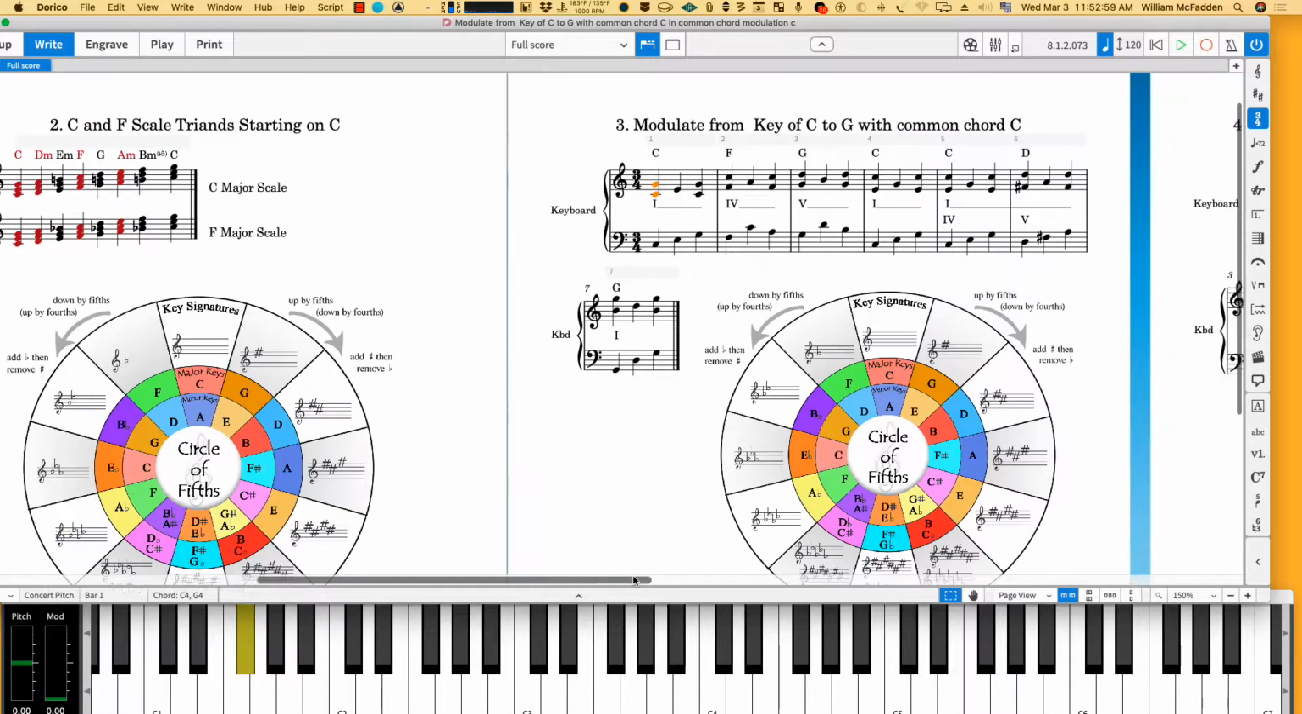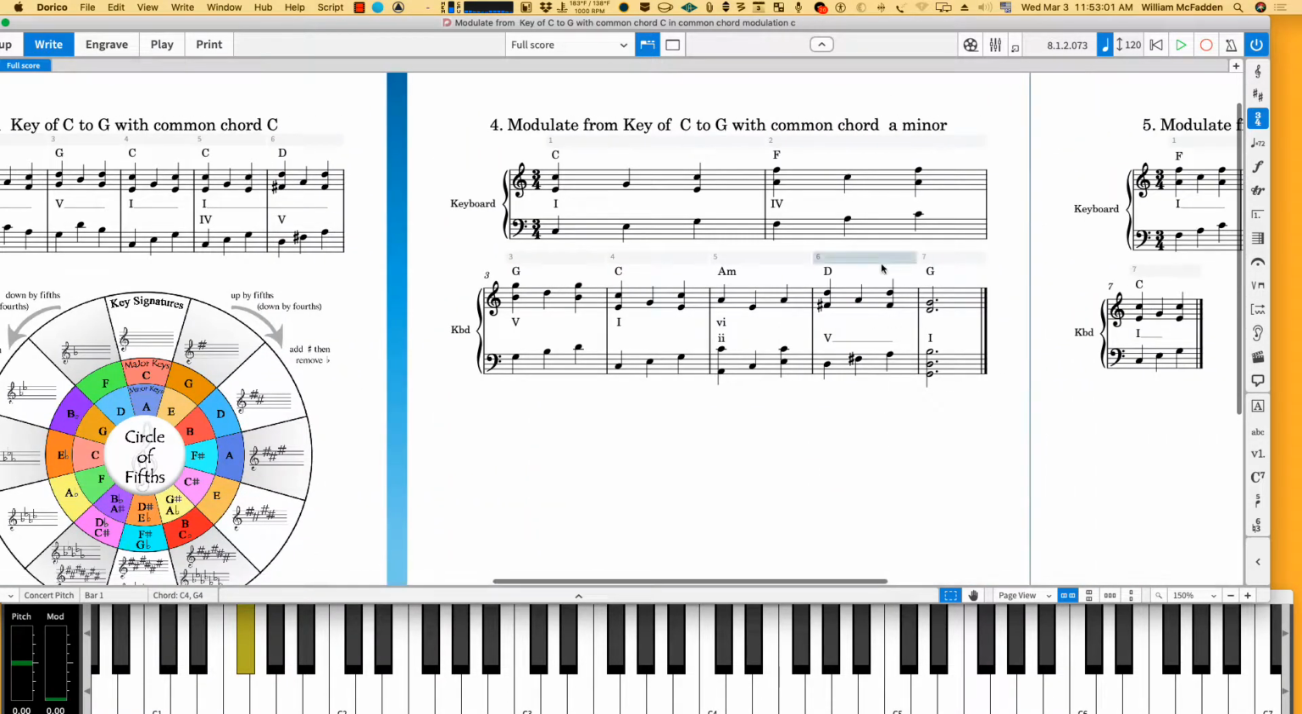So another example would be going from the key of C to G with an A minor chord. And the reason we're using the A minor chord is because that happens to be the 2 in the key of G, and therefore we can do a 2-5-1, which is basically transitioning us into the key of G. So let's see what that sounds like.